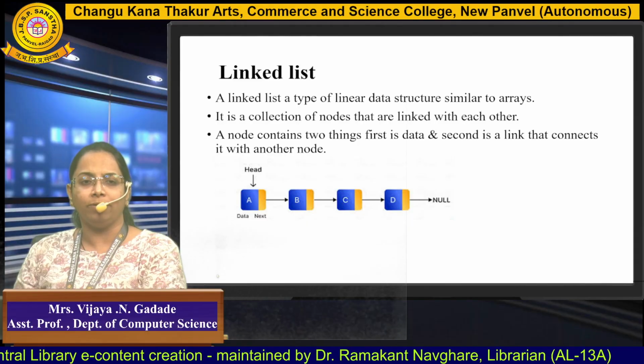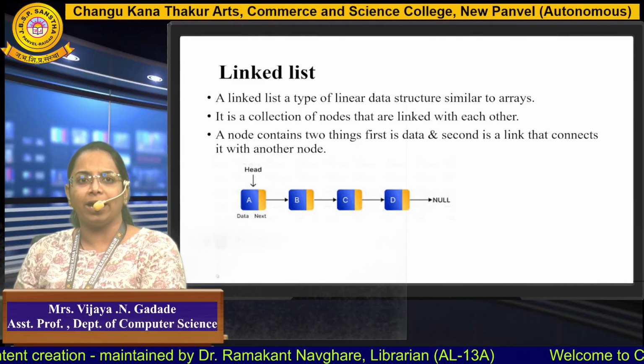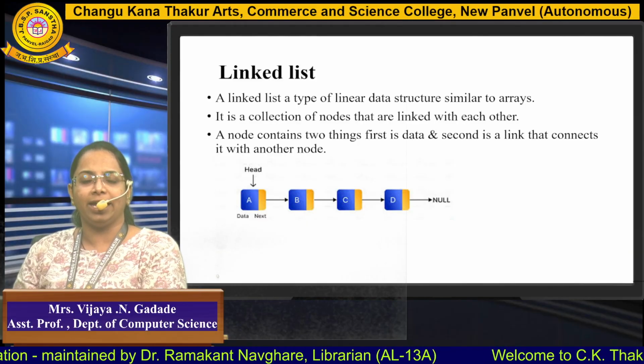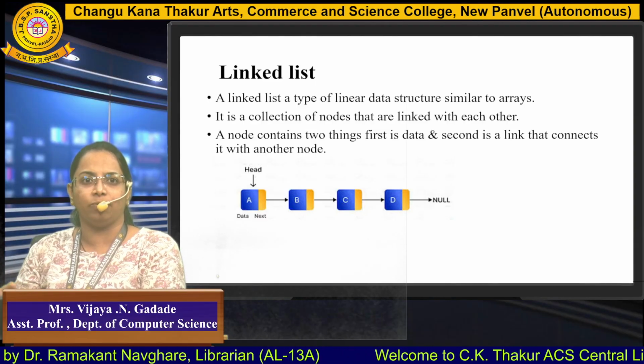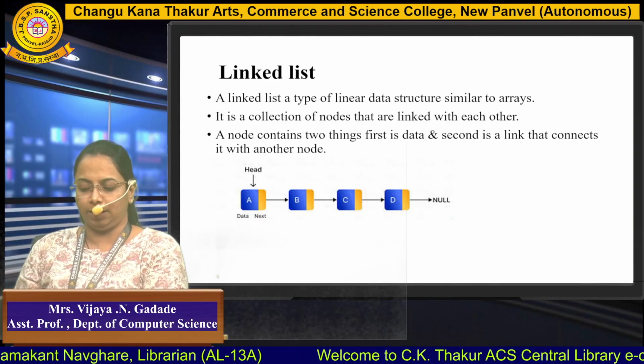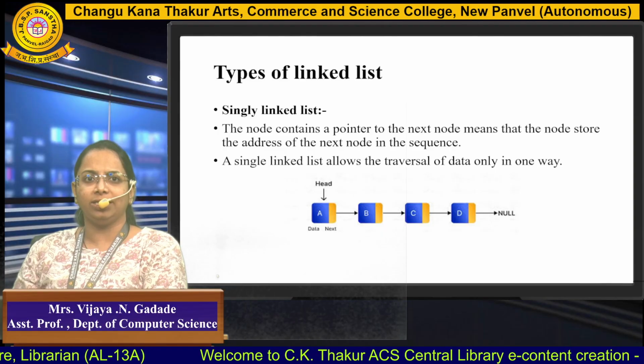The first node is divided into two parts. The first part is data, where the actual data is present, and the next part contains the address of the next node. This is nothing but the linked list. Next one is types of linked list. So first one is singly linked list.